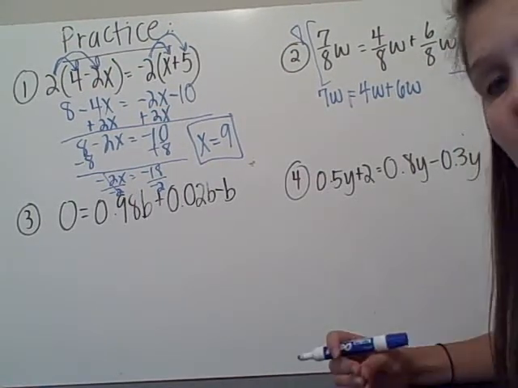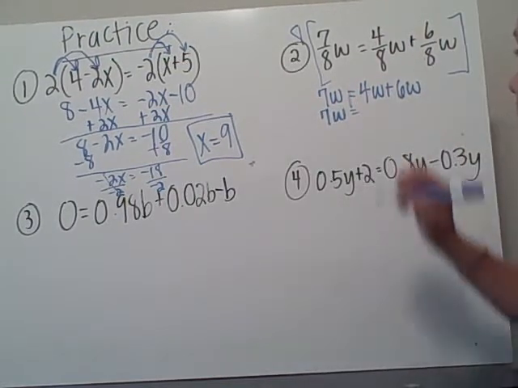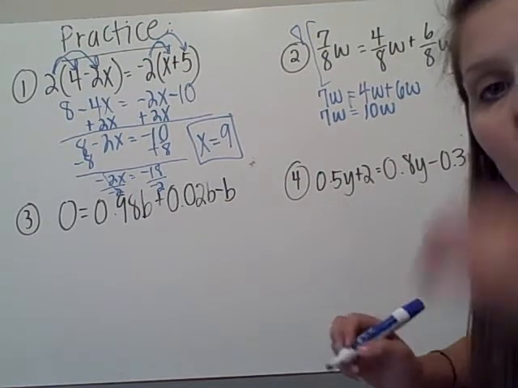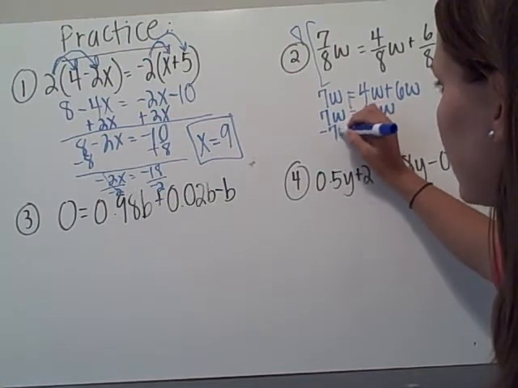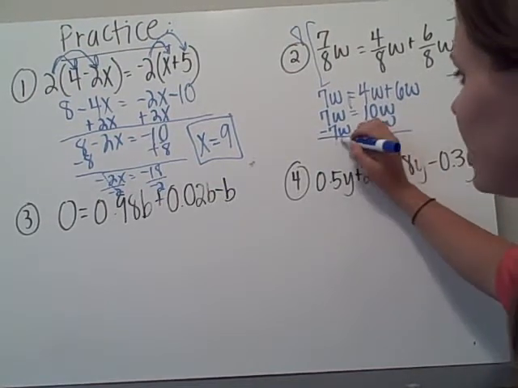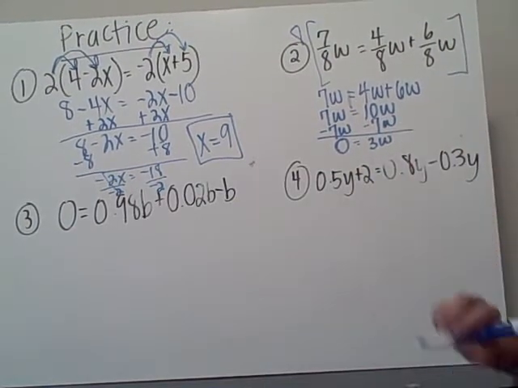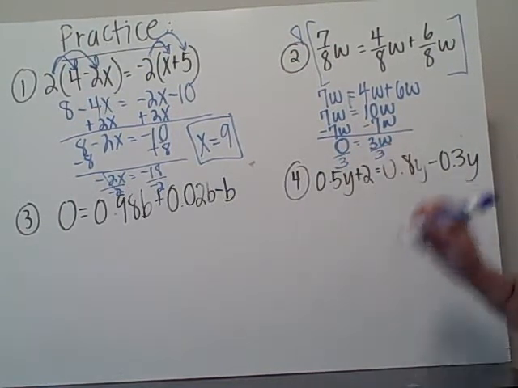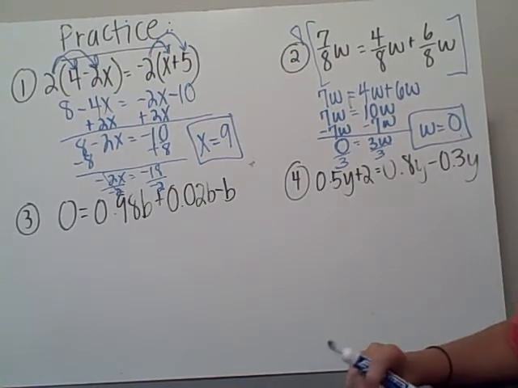Now I'm going to combine like terms on each side of the equal sign. So I have 7W equals 10W. Now I'm going to get all of my variables on one side. If I subtract 7W, well, 7 minus 7 leaves me with just 0 equals 3W. If I divide by 3, 0 divided by 3 is just 0. So W equals 0.